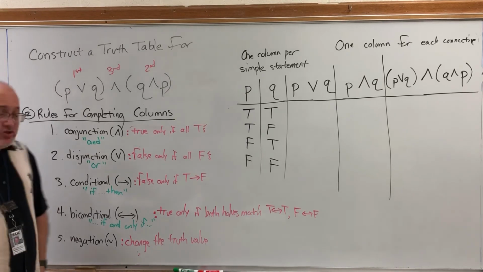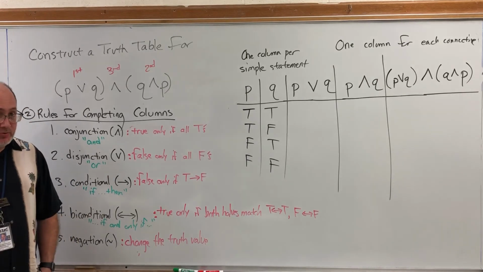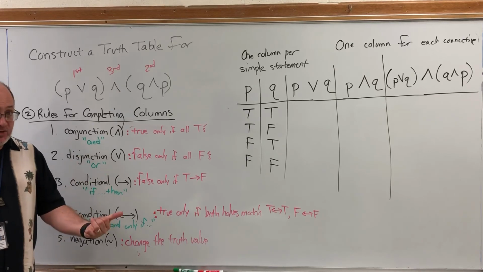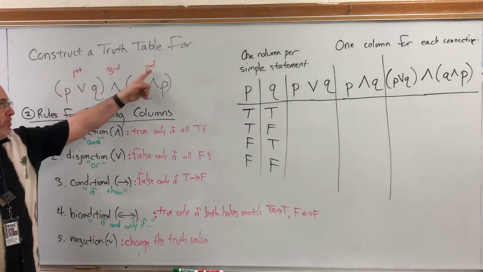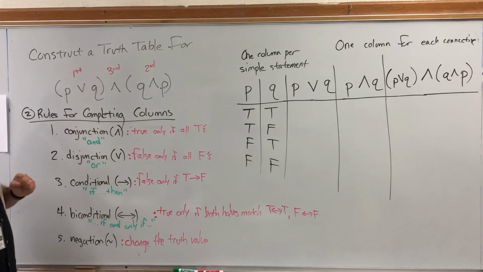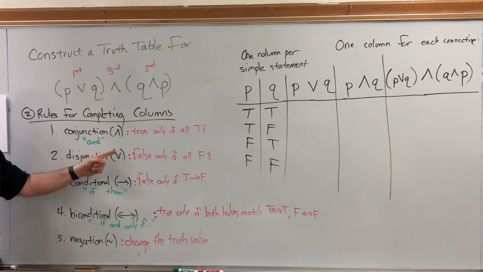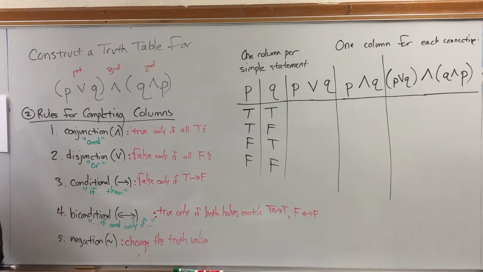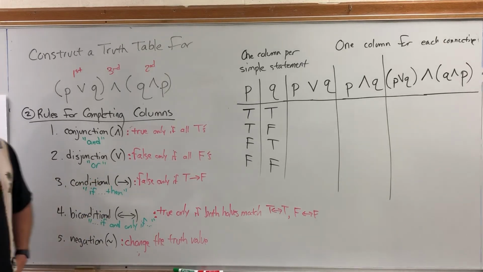So the 2 key things you need to know to set up and execute a truth table are the hierarchy of logical connectives, what order you're going to set up the columns in, and the rules for completing the columns based on the connective used to build the rule. In the next video, we'll actually complete the truth table.